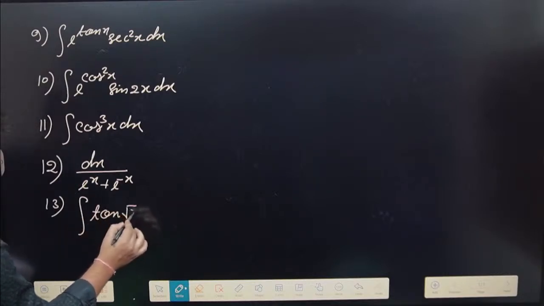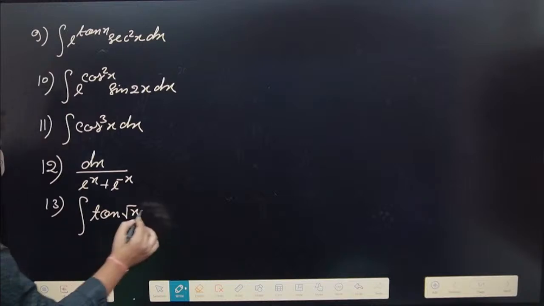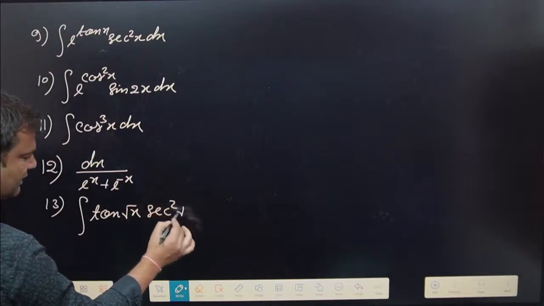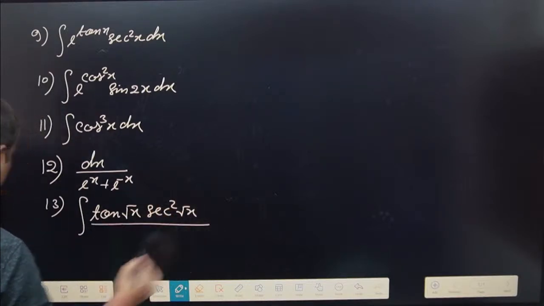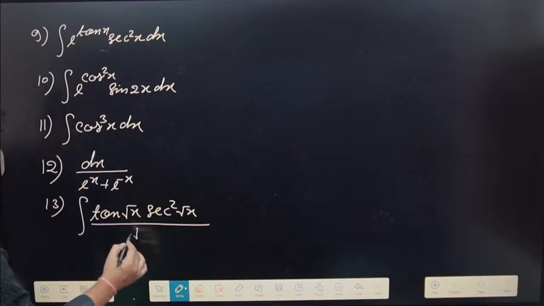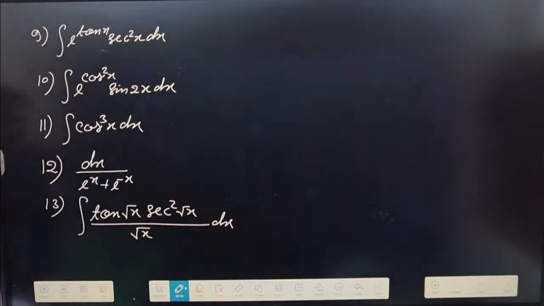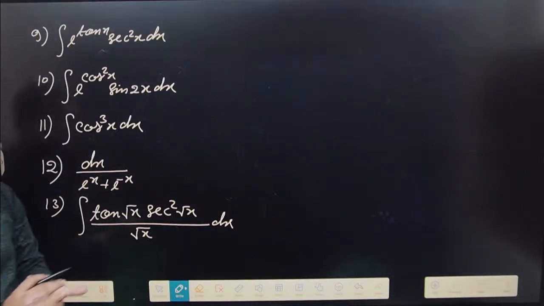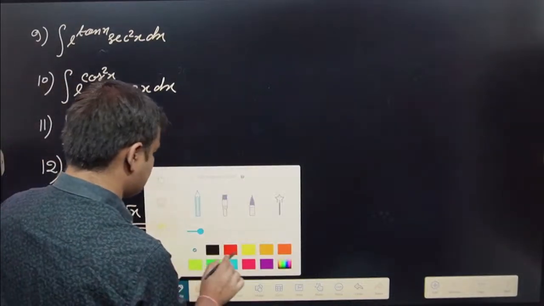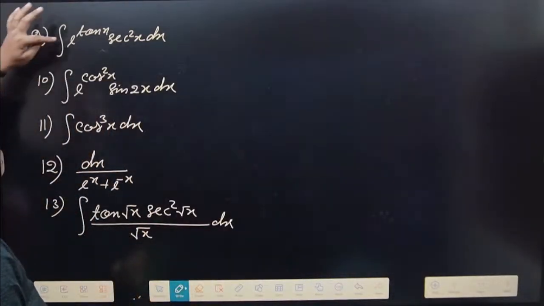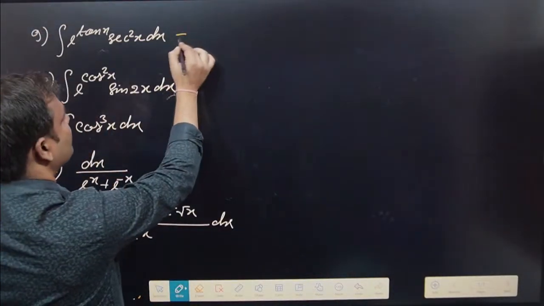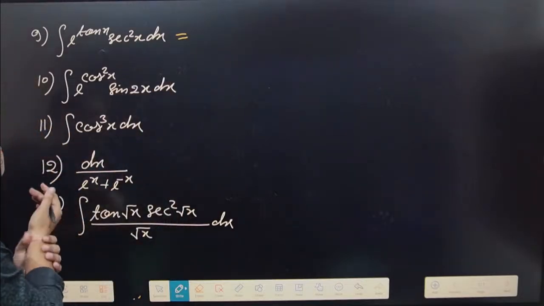Tan root x into sec square root x divided by root x into dx. How can we solve these 5 problems one by one? Look here. First part, question number 9.